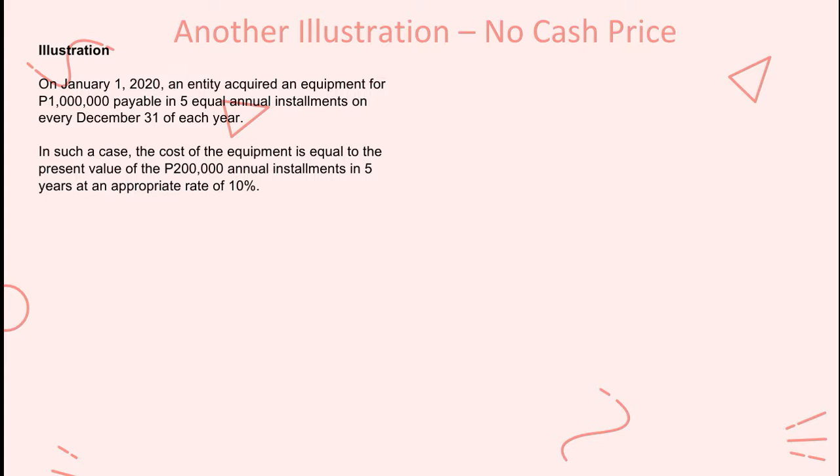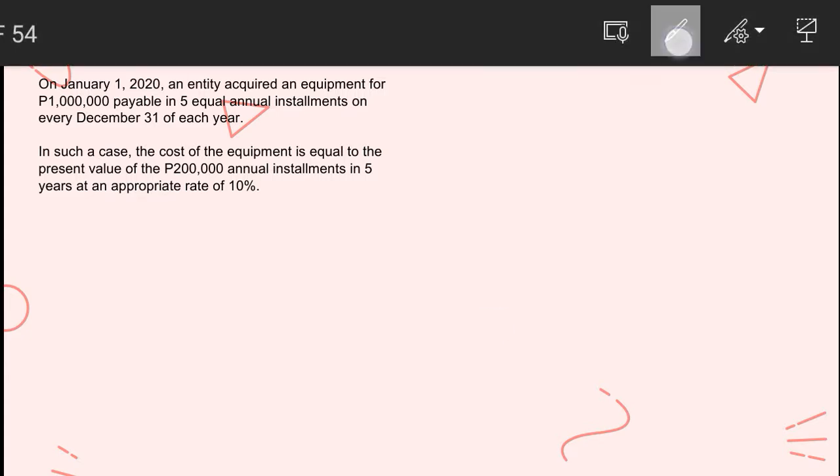Okay, what do we do? In such a case, the cost of the equipment is equal to the present value of the 200,000 annual installments. So where does 200,000 come from? It is from the 1 million payable, the worth of the equipment, divided by 5 equal annual installments. So 1 million divided by 5 is 200,000, in 5 years, at an appropriate rate of 10%.